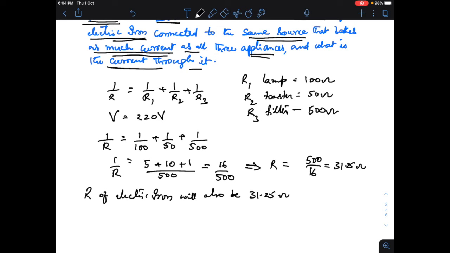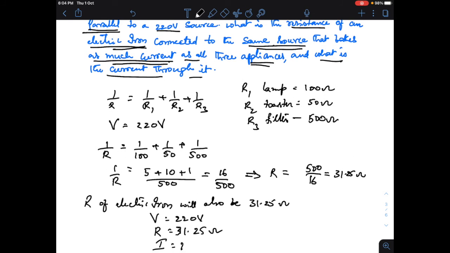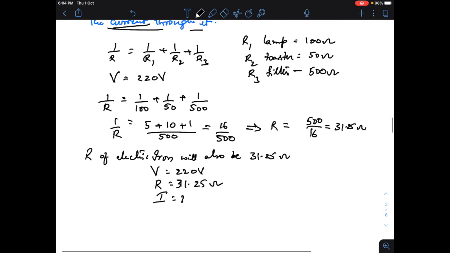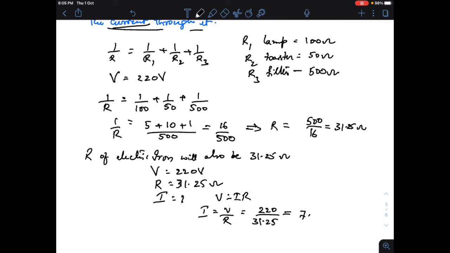Now we have to calculate what is that current. So V is equal to 220 volts, R is equal to 31.25 ohms, I is equal to how much? So we need to calculate what is the current through it. V is equal to IR, therefore I is equal to V by R. So that is 220 by 31.25, that is equal to 7.04 amperes.